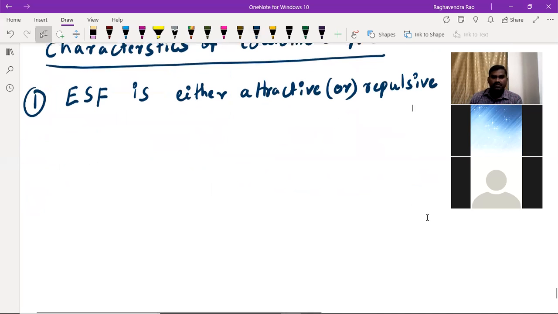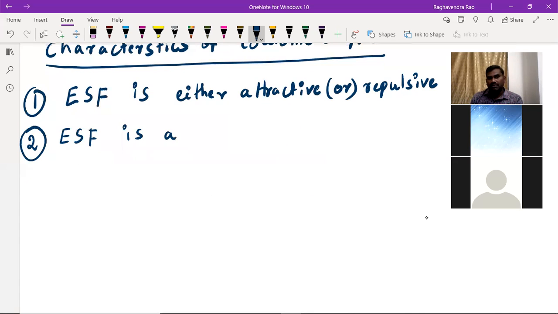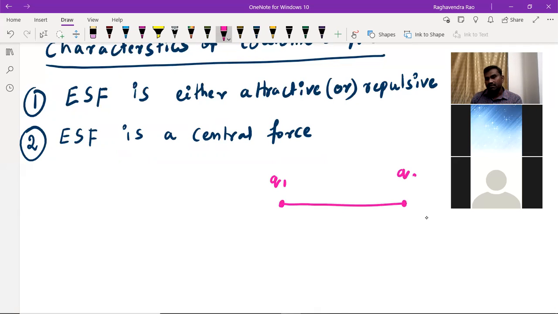Next, second point. Electrostatic force is a central force. How can we say that? What is meant by central force? For example, this is Q1 charge and this is Q2 charge. This is the line joining the centers of the two charges.